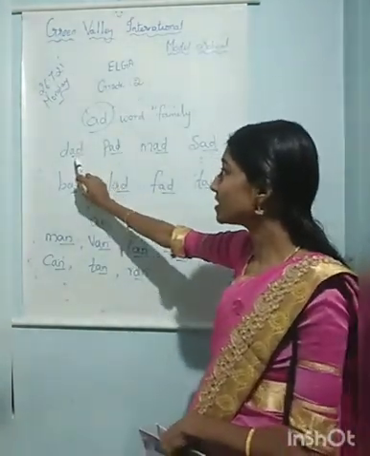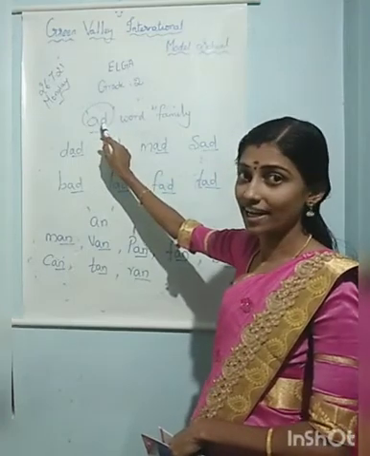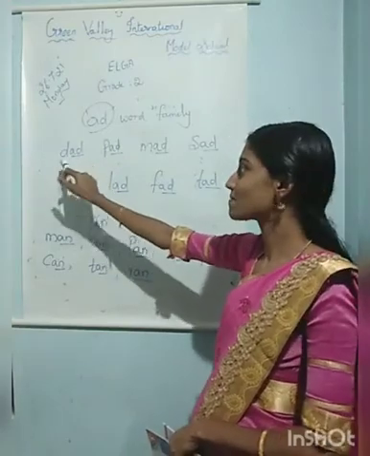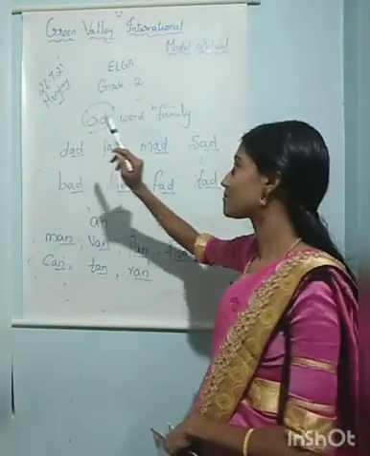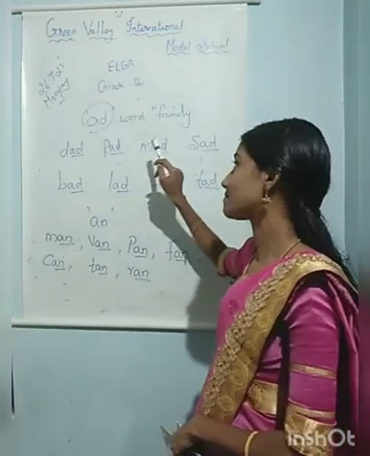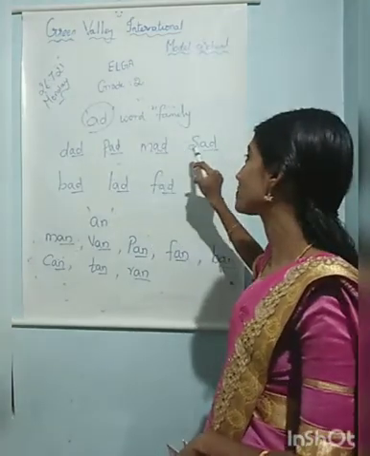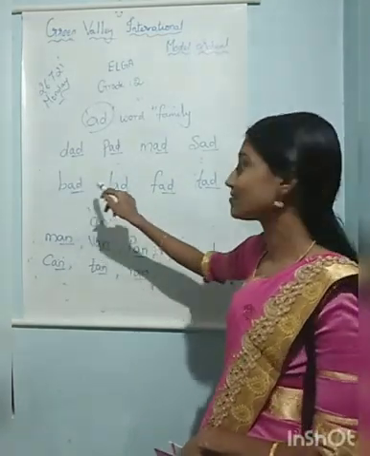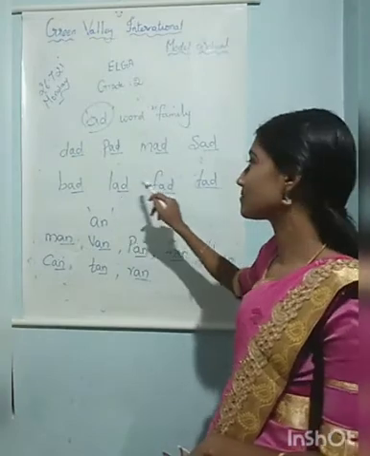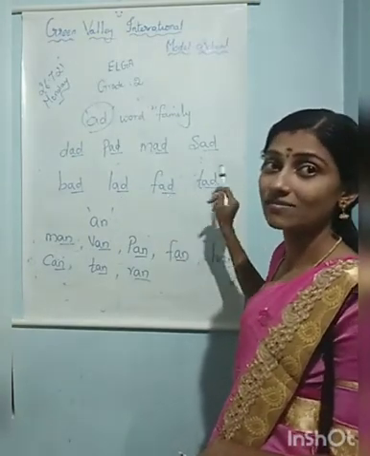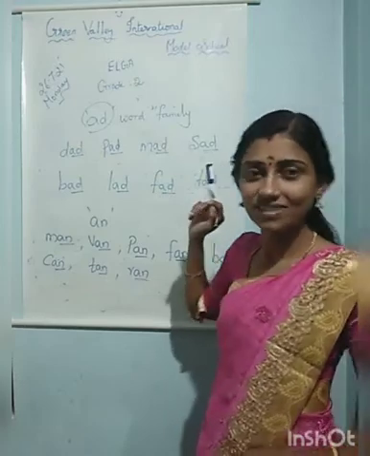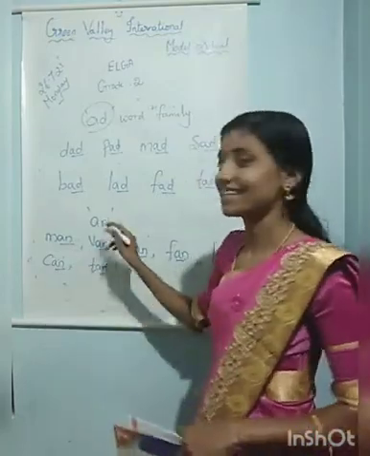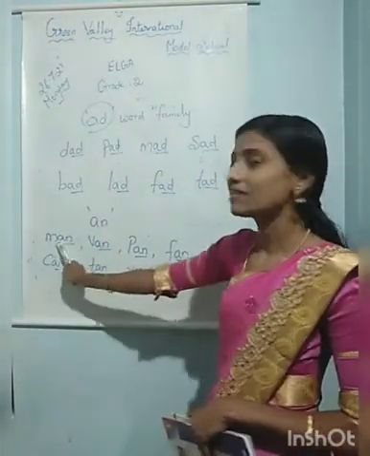First is the AD word family. First word with the spelling you should say. D-A-D, dad. P-A-D, pad. M-A-D, mad. S-A-D, sad. B-A-D, bad. L-A-D, lad. F-A-D, fad. T-A-D, tad. I hope you all said with me, right? So the next one.